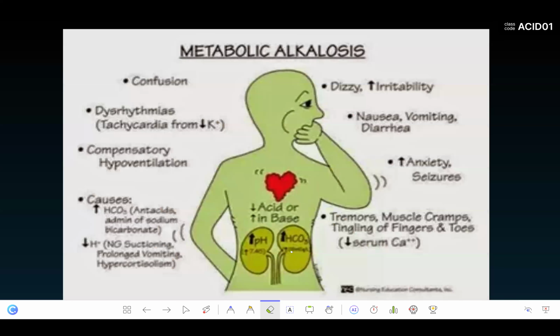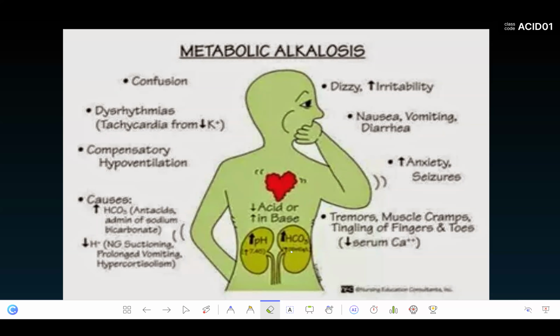In metabolic alkalosis, we have confusion and dysrhythmias. We can get tachycardia from decreased potassium and compensatory hypoventilation. Causes are an increase of antacids, administered sodium bicarbonate, prolonged suctioning, and vomiting. We can have symptoms of dizziness, increased irritability, nausea, vomiting, diarrhea, increased anxiety, and seizures.